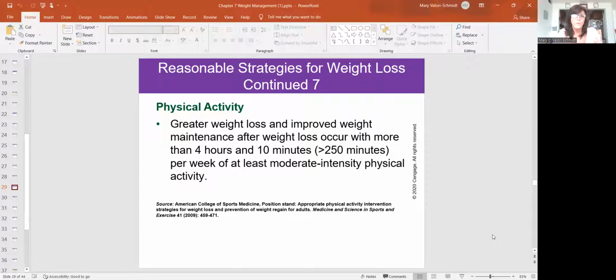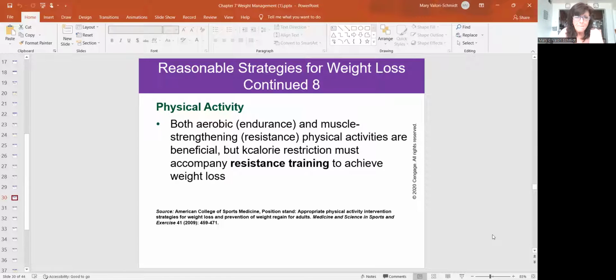Greater weight loss, and improved weight maintenance after you lose the weight, happens when you do more than 4 hours and 10 minutes a week of moderate intensity physical activity. Again, there's wiggle room here because, are you medically clear to do this activity? There are lots of other caveats here, but the understanding is, if you're generally a healthy person, and you've been sedentary, clear it with your doctor and start to increase your physical activity incrementally, a little at a time, right? That's the way to do it.